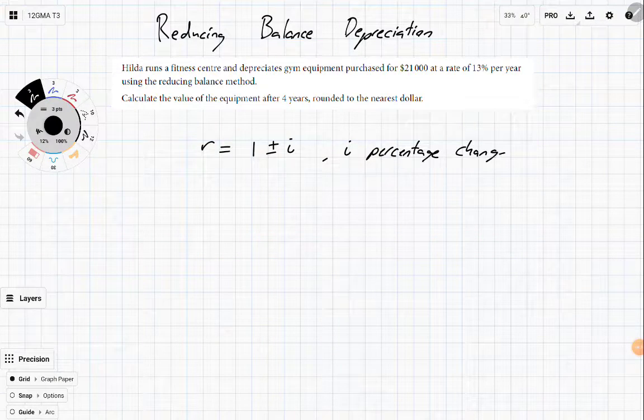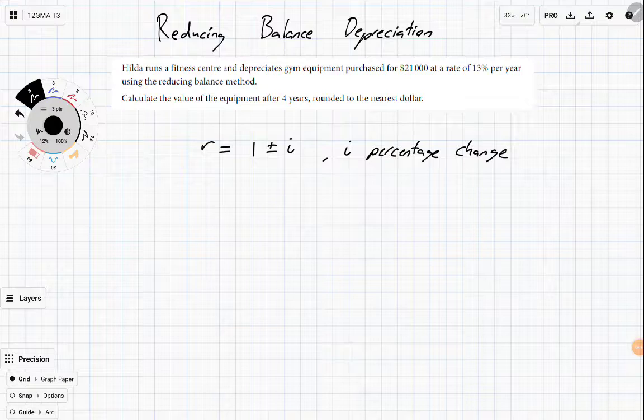It's going to be plus I if it's increasing, and minus I when it's decreasing. In this case, because we're talking about depreciation for these questions, it's always going to be minus. But just be mindful that R is always equal to 1 plus or minus the percentage change.